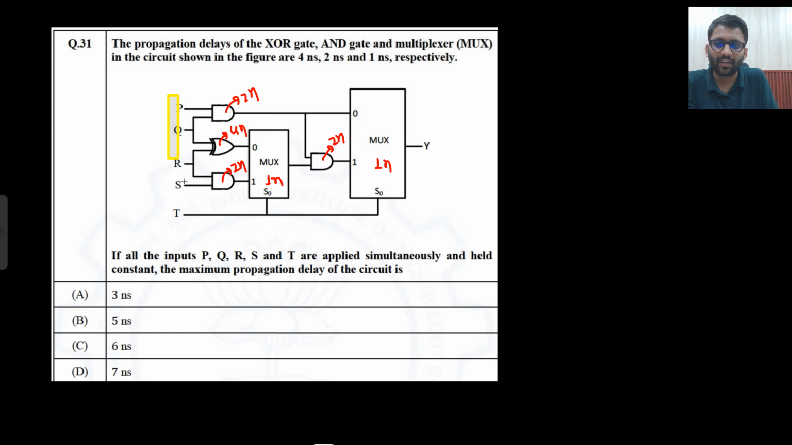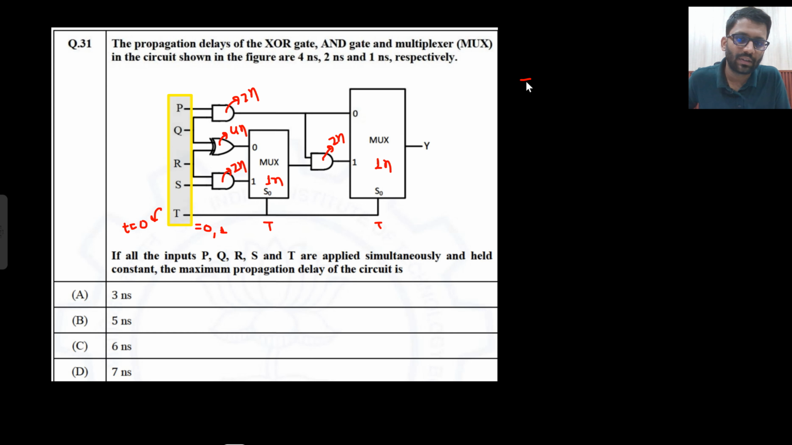All inputs P, Q, R, S, T are available simultaneously. That means all the inputs are available at a given time, that is t equals 0, and held constant. The maximum propagation delay of the circuit is? So what is the select line? How to solve these kinds of problems? The select line is t. So now t could be 0 as well and t could be 1 as well.